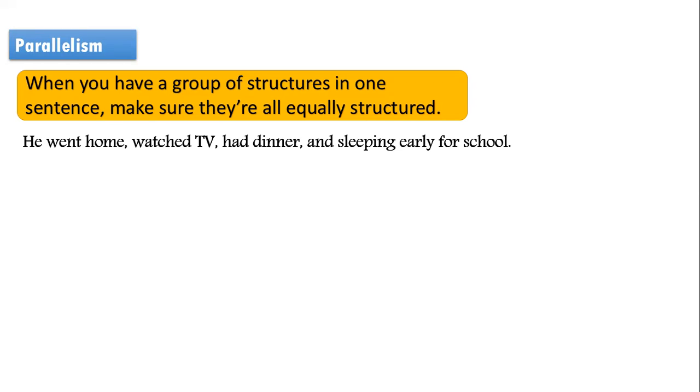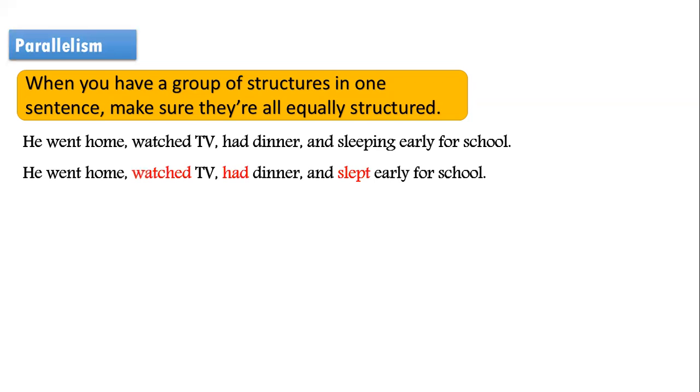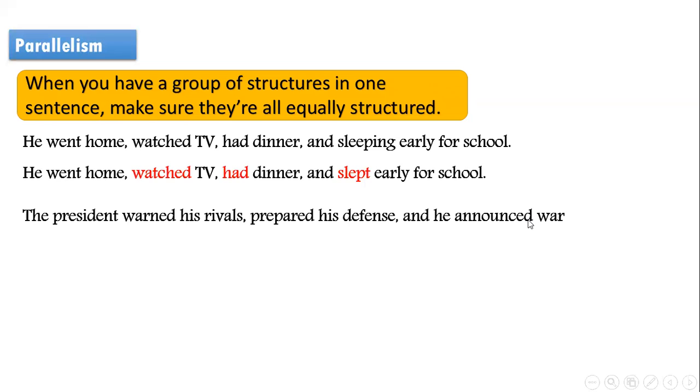From this example, I will tell you exactly what I mean. He went home, watched TV, had dinner, and sleeping early for school. Can you notice anything wrong? Sleeping should be slept, to be parallel to the other verbs. Look here, we have watched, had, so we need to have slept as well. And also here we have the word went, which should be in red because it should be parallel to this and this.